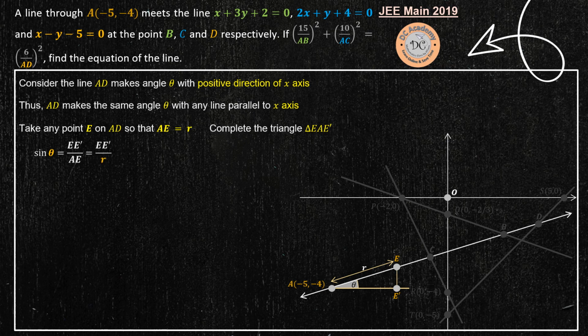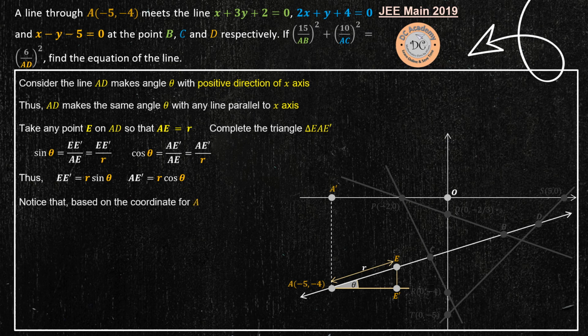Cos theta will be again calculated as AE dash by AE, which is AE dash by R. So therefore, by doing cross multiplication, we find EE dash as R sine theta and AE dash as R cos theta. Now, based on the coordinates, if we drop a perpendicular from A to the x-axis, that is AA dash, which gives me the y coordinate, and OA dash will give me the x coordinate.